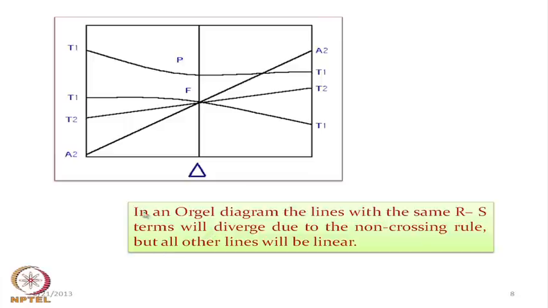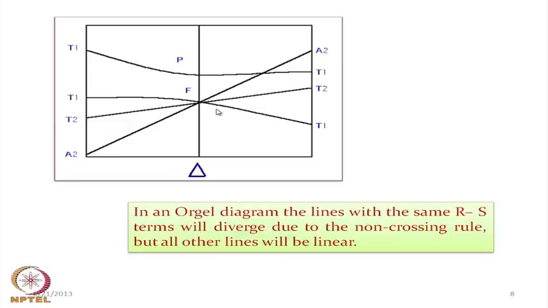So, what we find in this diagram is that in an Orgel diagram the lines with the same Russell-Saunders term will diverge due to the non-crossing rule. Since they are not able to cross in some positions, we have the non-crossing rule, but all other lines will be basically linear. So, these two are deviating from linearity because we have the T1 term. The lines for T1, one is originating from the P term and another is originating from the F term. So, they diverge due to the non-crossing rule because they will not cross. They will repel each other and just diverge.